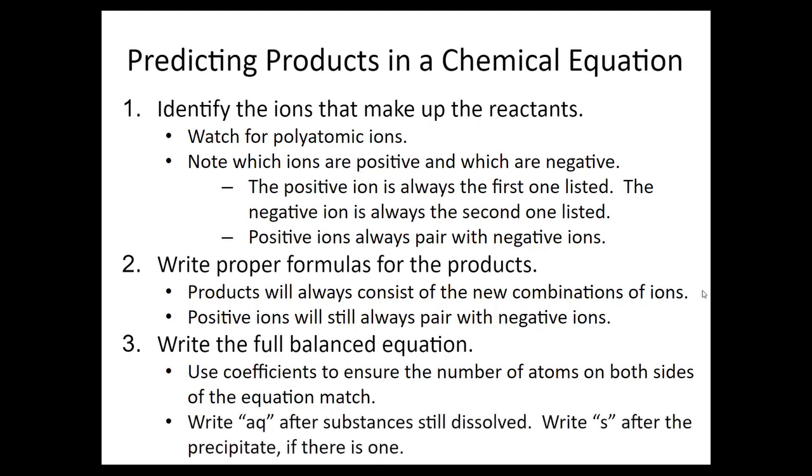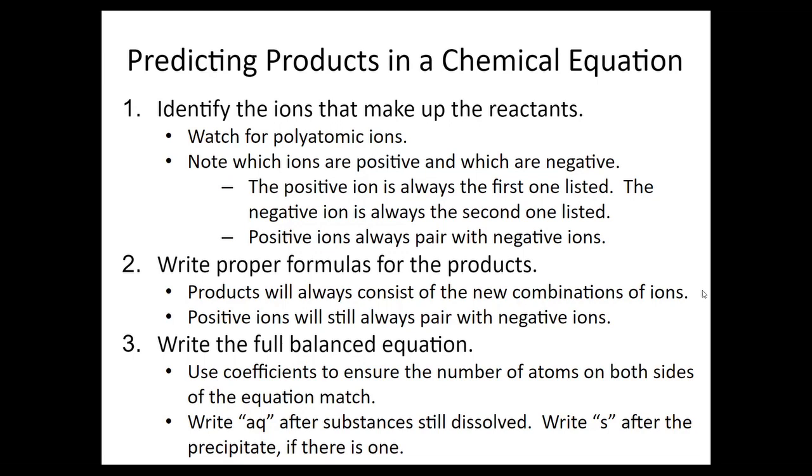And then lastly, and here's the new part, I think you could have done steps 1 through 3 up until this very last point. Until now, I'm going to ask you to write AQ for substances that are dissolved and S for the substances that are not dissolved. Sometimes you do not get a precipitate. That's why I say write S after the precipitate if you get one, but you might not get one. It's possible to mix two solutions together and have no precipitation.